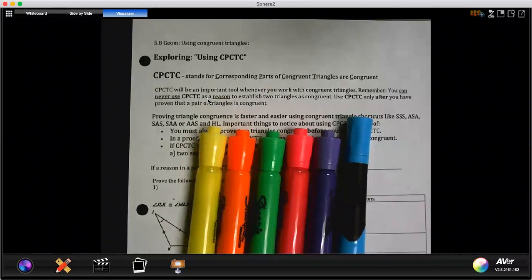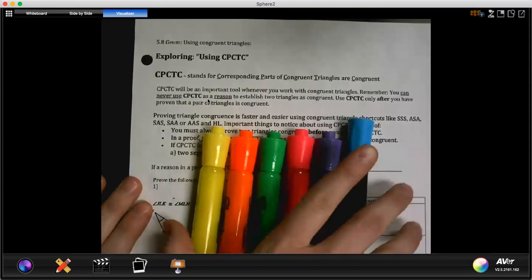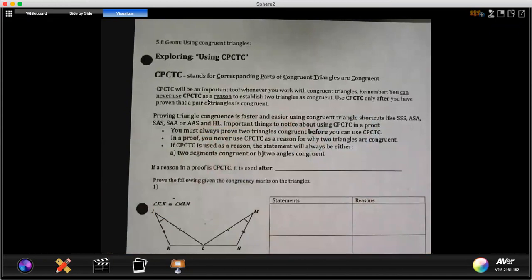Today we are going to talk about our last lesson for this unit, which is referencing CPCTC. Today I'm going to be using some highlighters, so I just showed those on the screen. If you want to pause and grab those, you can do that now. Okay, so how do we use CPCTC?